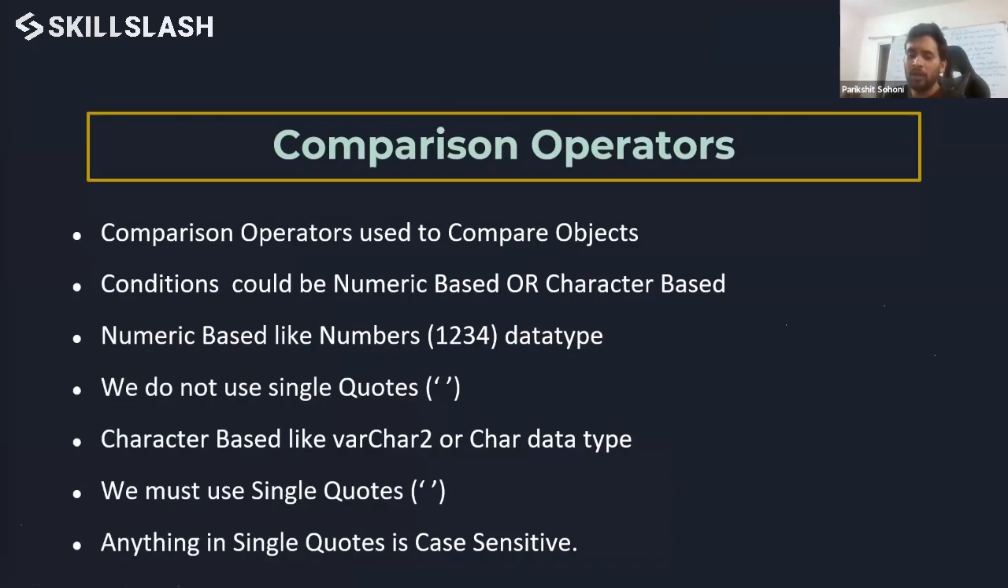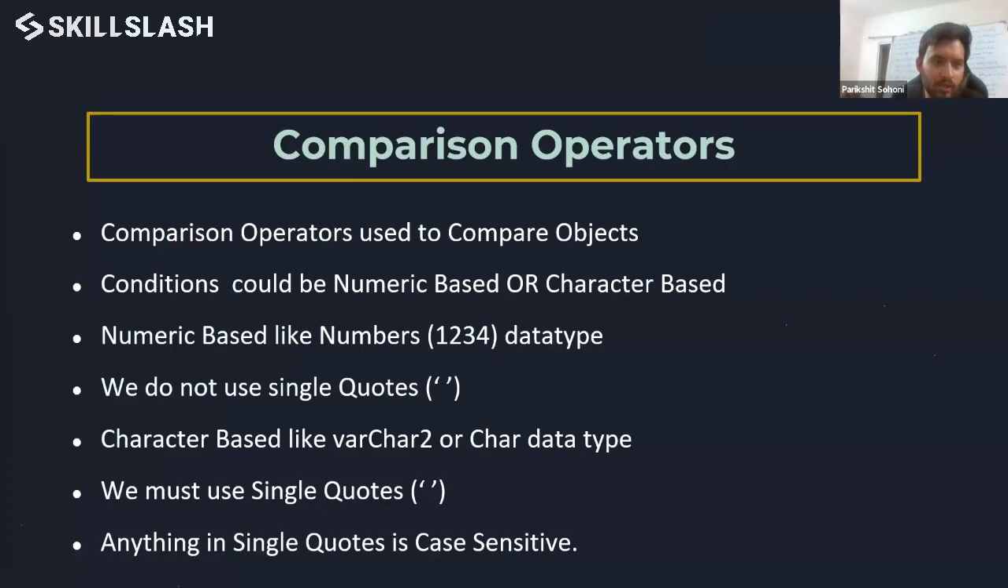So these are the comparison operators. They are used to compare objects. The comparison can be based on a numeric condition or a character condition. Salary greater than 5,000, name equals John, city equals New York. So I'm using both numeric and character values with these comparison operators to make filters on my data set.